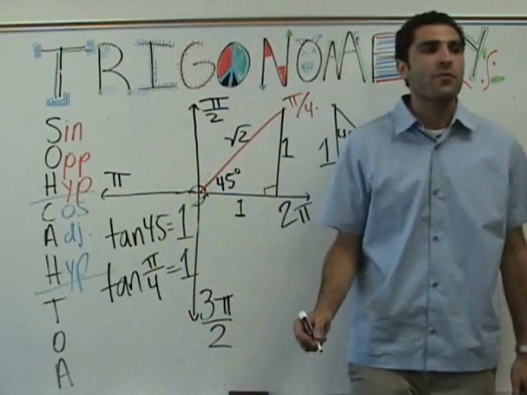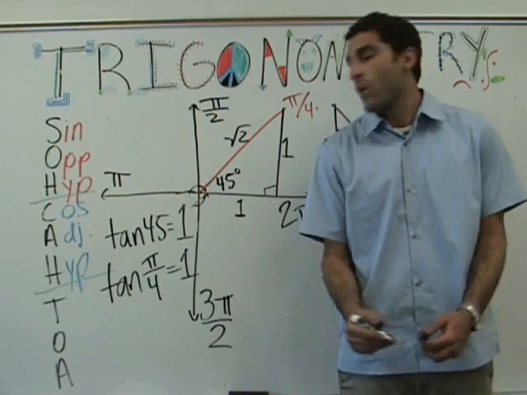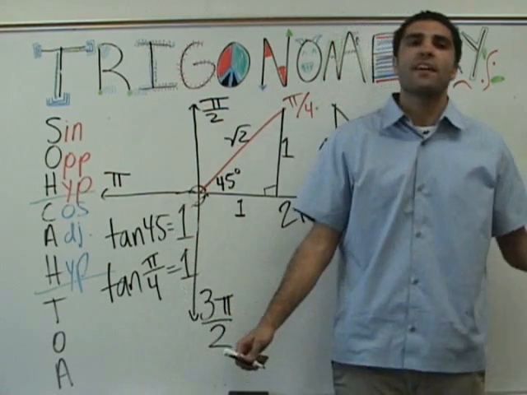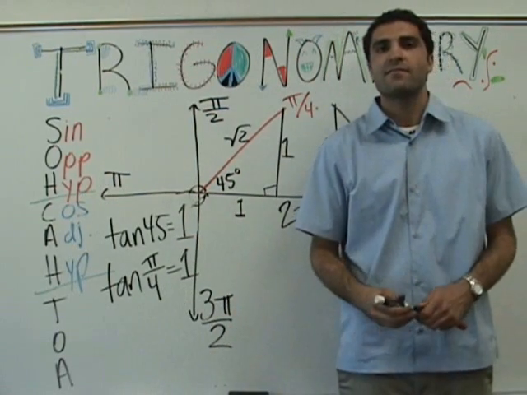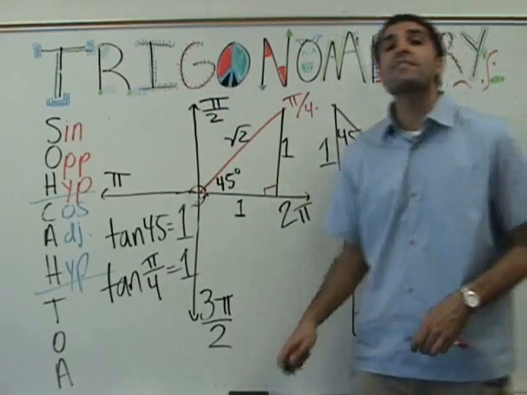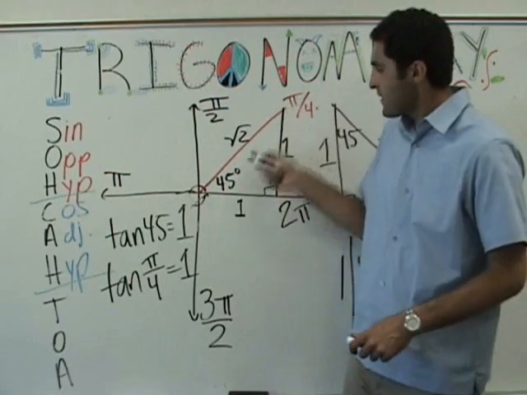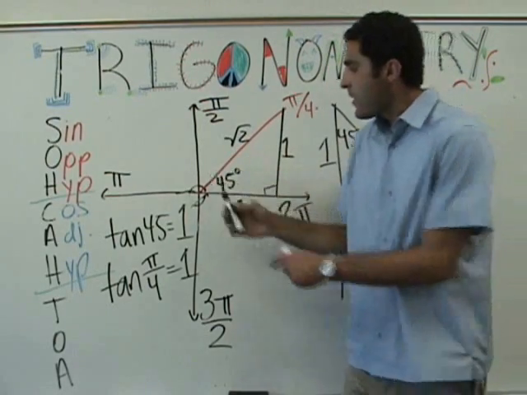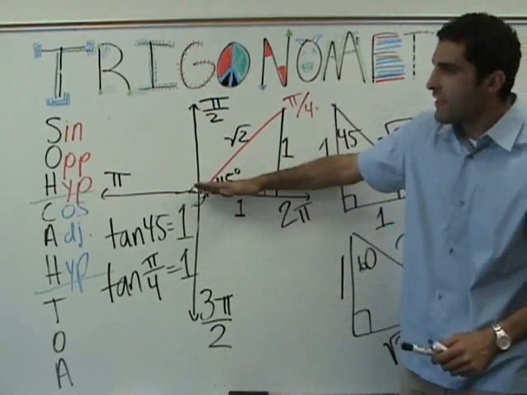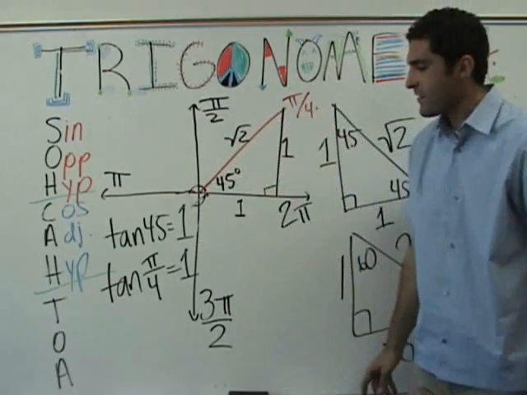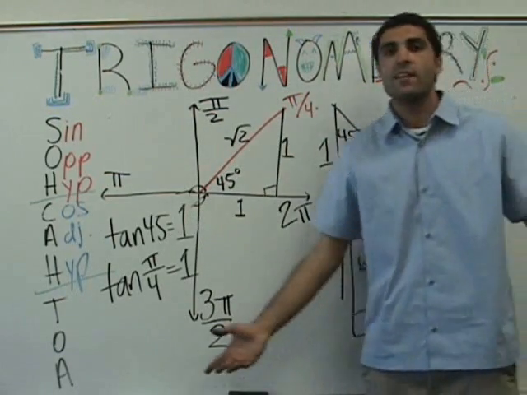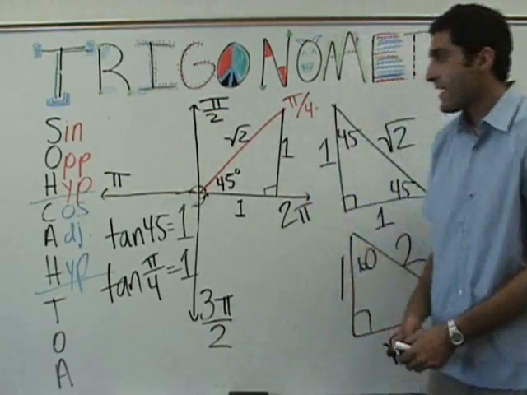45 and pi over 4 are equivalent. One is in degrees, 45, and one is in radians. Pi over 4 is an angle, the top angle. You could say this is pi over 4, but pi over 4 is actually the amount of rotation. All right, so that's pi over 4. Good.